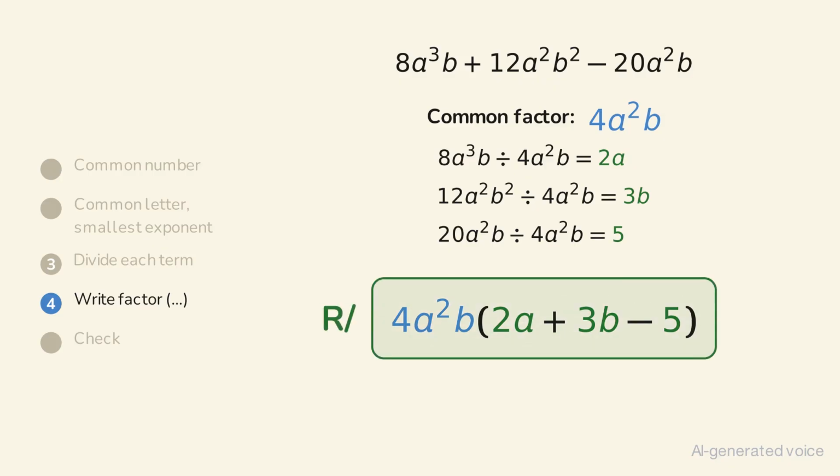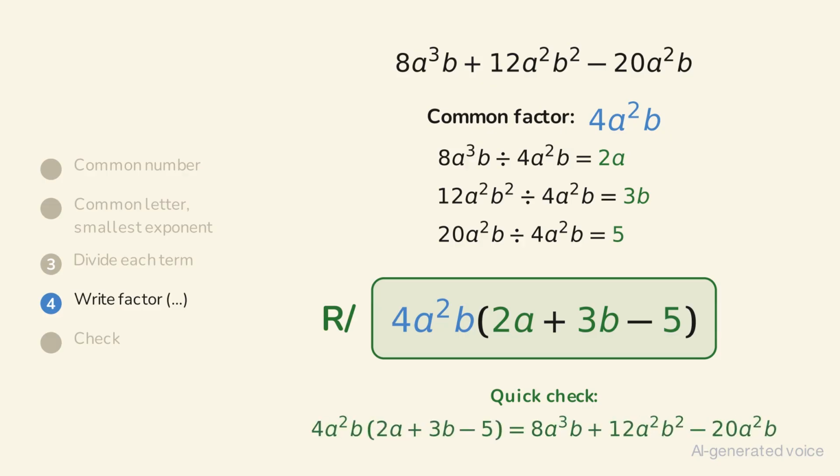The answer is 4a squared b times (2a plus 3b minus 5). Quick check. If we multiply 4a squared b by 2a plus 3b minus 5, we get exactly back to the 3 starting terms.